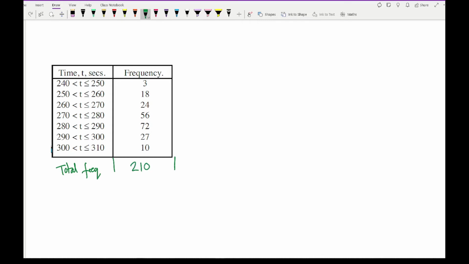So this is giving me an even number, so I'm going to end up with 2 values that are going to be between. Looking at step 1, I do 210 divided by 2, which is 105. Now I know that my median value is going to be between the 105th number and the 106th number.